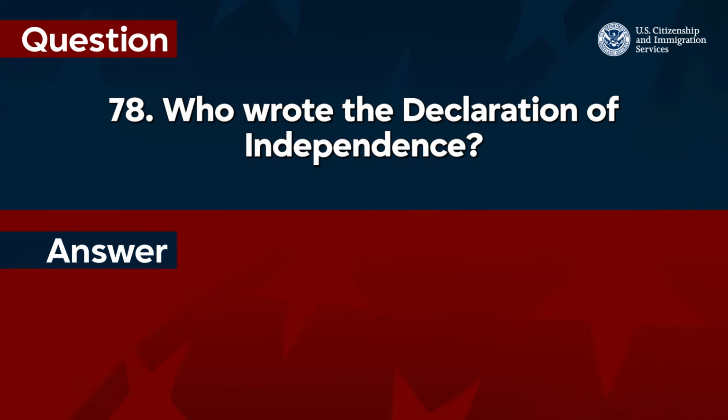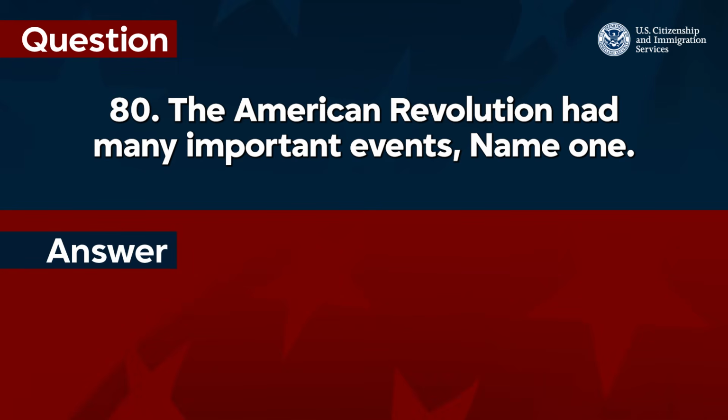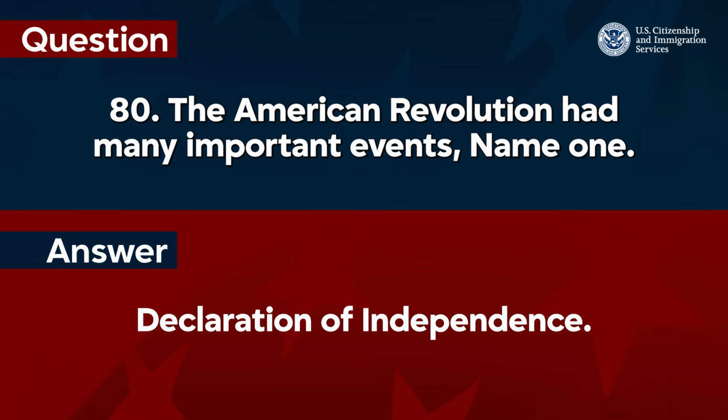Who wrote the Declaration of Independence? Thomas Jefferson. When was the Declaration of Independence adopted? July 4, 1776. The American Revolution had many important events. Name one. Declaration of Independence.